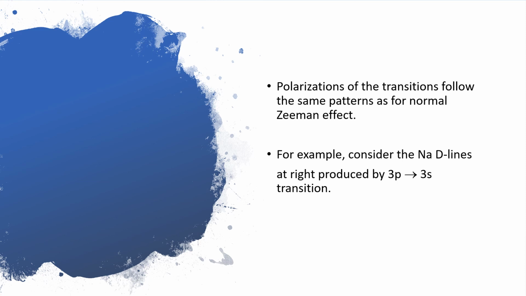If we study the polarization of the transitions, then they follow the same pattern as the normal Zeeman effect. For example, if we consider the D lines of sodium, the 3p 2P to 3s 2S transitions, it gives the same behavior.